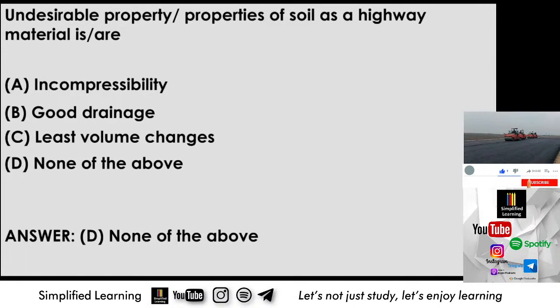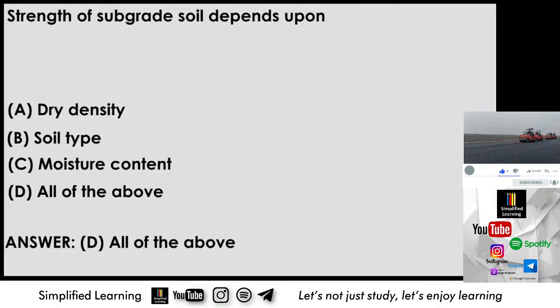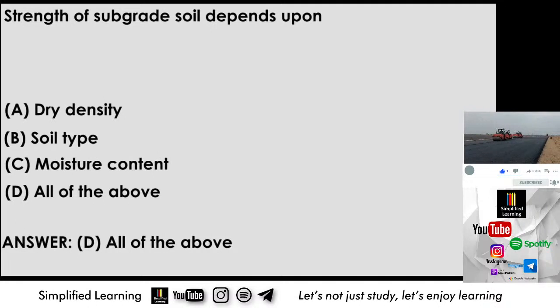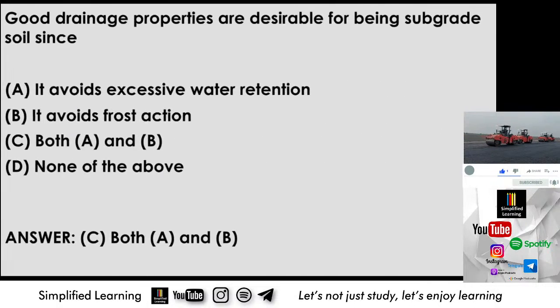Undesirable property of soil as a highway material is incompressibility, no it is not. Good drainage, no it is not. Least volume change, no it is not. Okay, these are the desirable properties which are mentioned inside the options. Strength of subgrade soil depends on its dry density, what kind of soil type we are going to use, and moisture content of the soil. Good drainage properties are desirable for subgrade soil since it avoids excessive water retention and it avoids frost action as well.